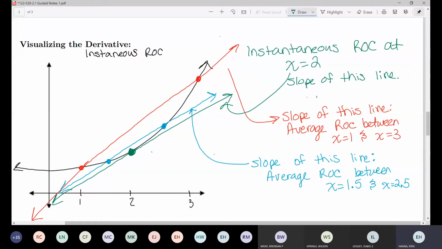Does anyone have any questions about that idea before I go on to an actual calculating example?